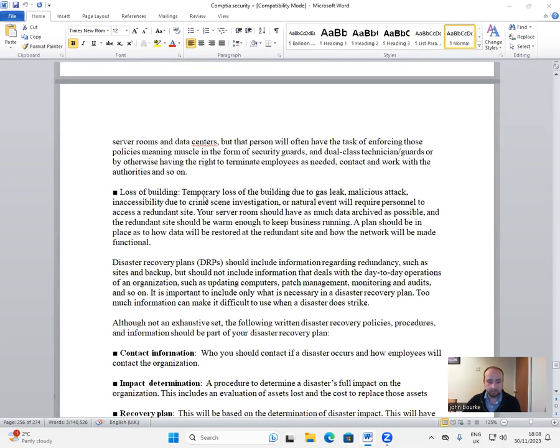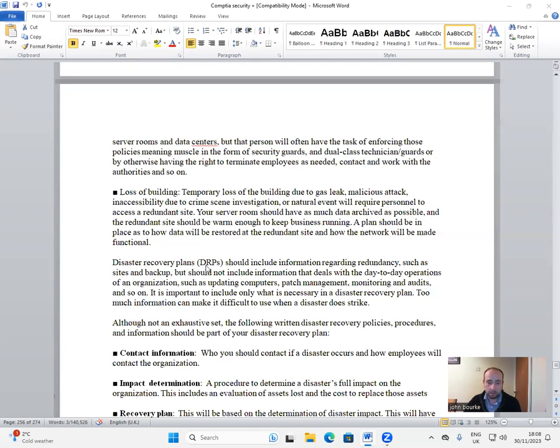Loss of the building. Temporary loss of the building due to a gas leak, malicious attack, inaccessibility due to a crime scene investigation or a natural event will require personnel to access a redundant site. Your server room should have as much data archived as possible, and the redundant site should be warm enough to keep business running. A plan should be in place as to how data will be restored at the redundant site and how the network will be made functional.